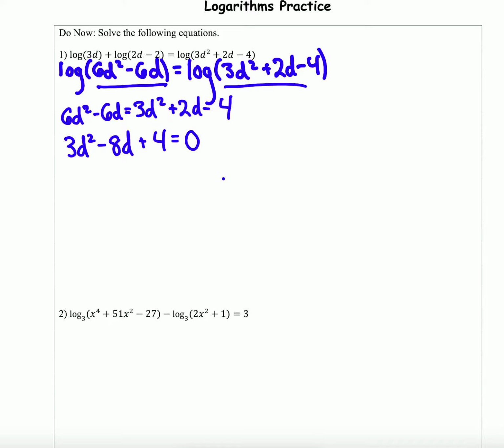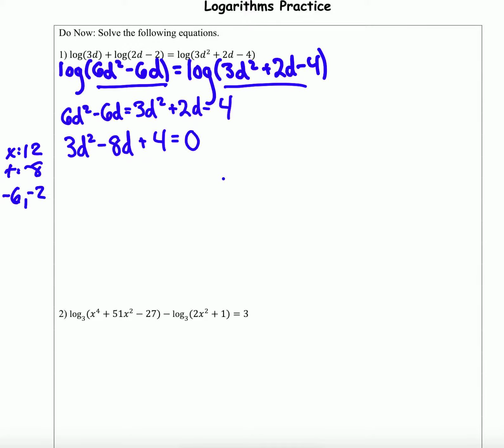So now I could go about this a couple ways. I could do the quadratic formula. I could do completing the square. Maybe it's factorable. I'm going to try and factor it, but you can do either way. So we need 2 numbers that would multiply to a times c, which is 12, and add to negative 8. Those 2 numbers would be negative 6 and negative 2.